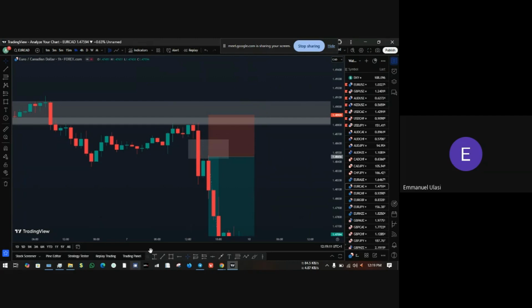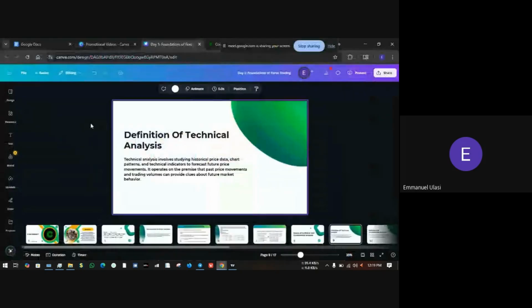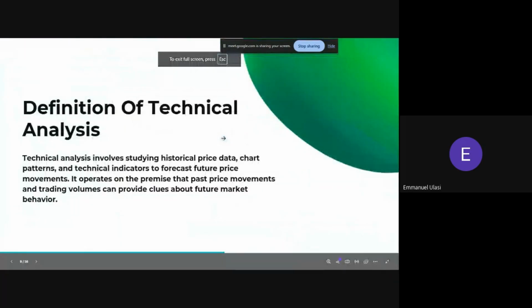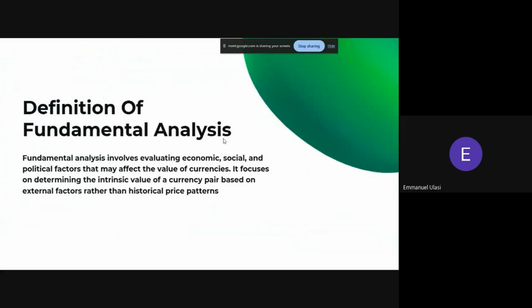Now for the fundamental analysis, let's go back to the slide. Fundamental analysis means taking advantage of the political events, that is the news events happening in the country, to take a position on the currencies. Just as the definition says here, it involves evaluating economic, social, and political factors that may affect the value of currencies. Now, let's take, for instance, what happened between the Nigerian naira and the dollar.